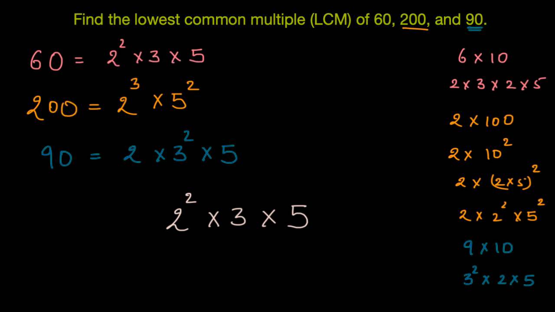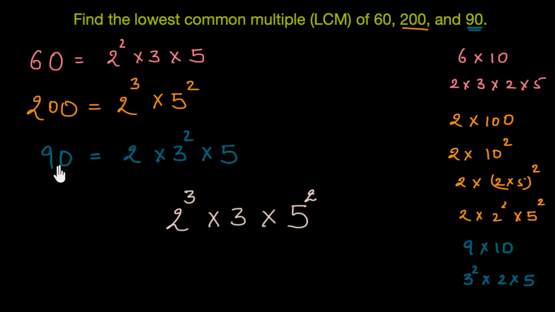Now let's come to 200. Now if a number is a multiple of 200, it should have 3 2's and 2 5's. Here we just have 2 2's. So instead of this 2, let me make it 3 2's. And we need 2 5's, we just have 1 5. So let me make this 5 square. Now this number is the multiple of 60 and 200 both.